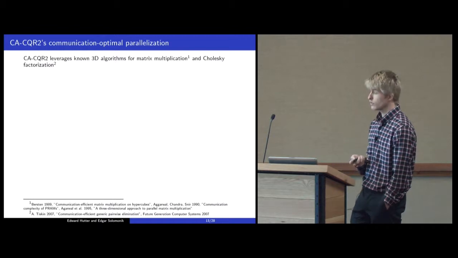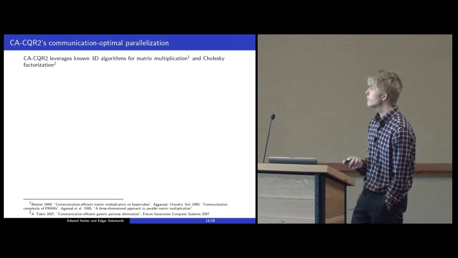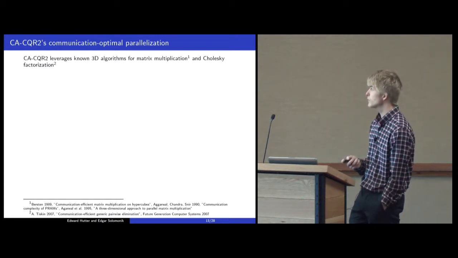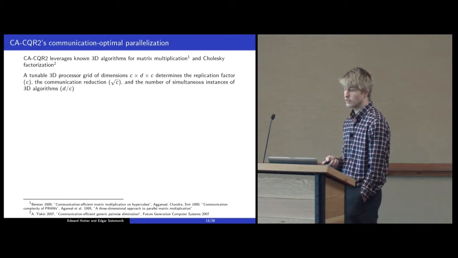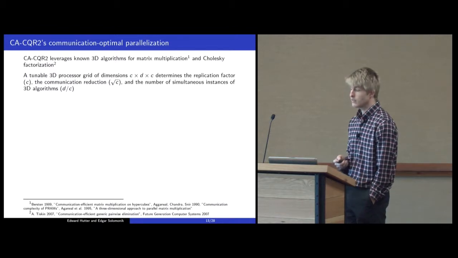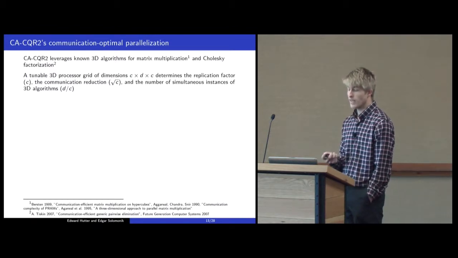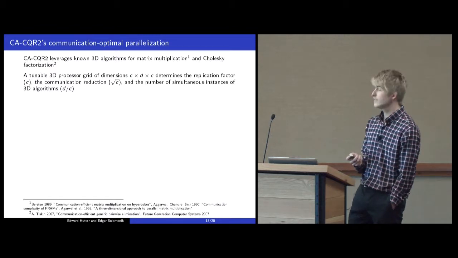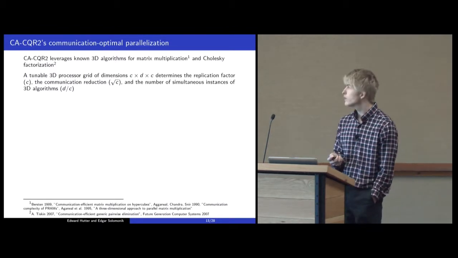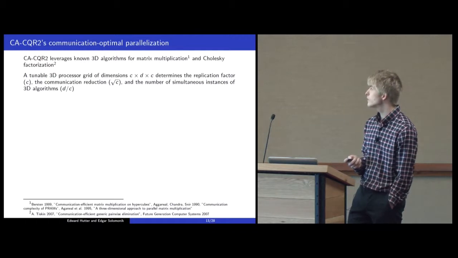So our algorithm leverages known 3D algorithms for matrix multiplication and Cholesky factorization, and it uses a tunable three-dimensional processor grid of dimension C by D by C, where C is the replication factor, root C is the communication reduction, and the number of simultaneous instances of 3D algorithms is D over C.